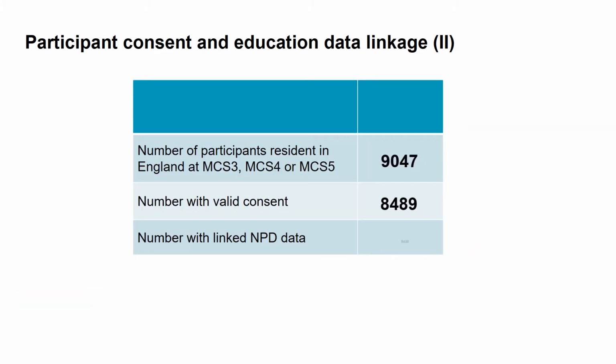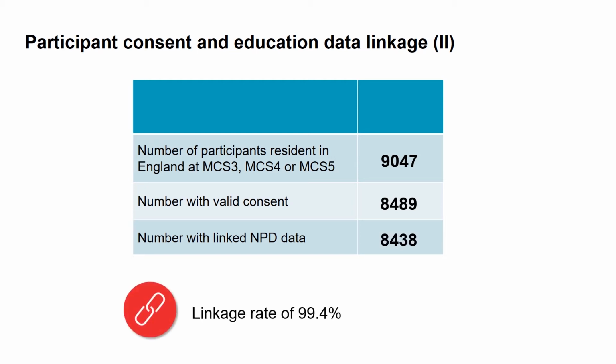Data was requested for consenting participants who were resident in England during any of the age 5, 7 or 11 sweeps, that is when the participants were of primary school age. Out of a total of 9,047 eligible cohort members, that is those who were living in England in any one of these waves, 8,438 consenting MCS participants were successfully matched out of a possible 8,489, corresponding to a linkage rate of over 99%.